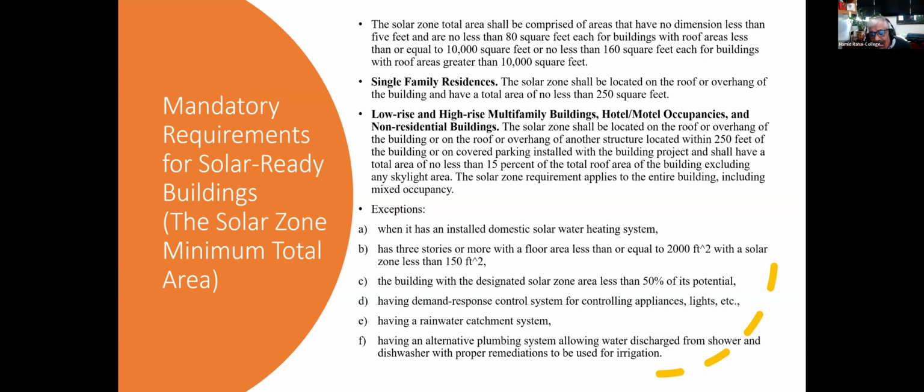They also have a special control system, which is the demand response control system for controlling appliances and lighting systems and so on. They have a rainwater catchment system, and if you install that, you get credit for that, and you can also take advantage of the exception. Another is an alternative plumbing system that allows water discharge from showers and dishwashers, with proper remediation, to be used for irrigation.